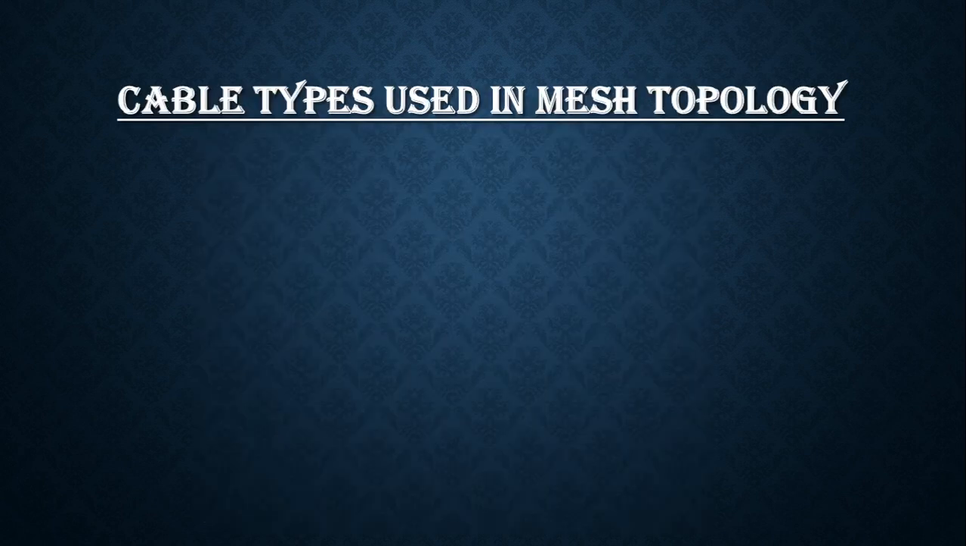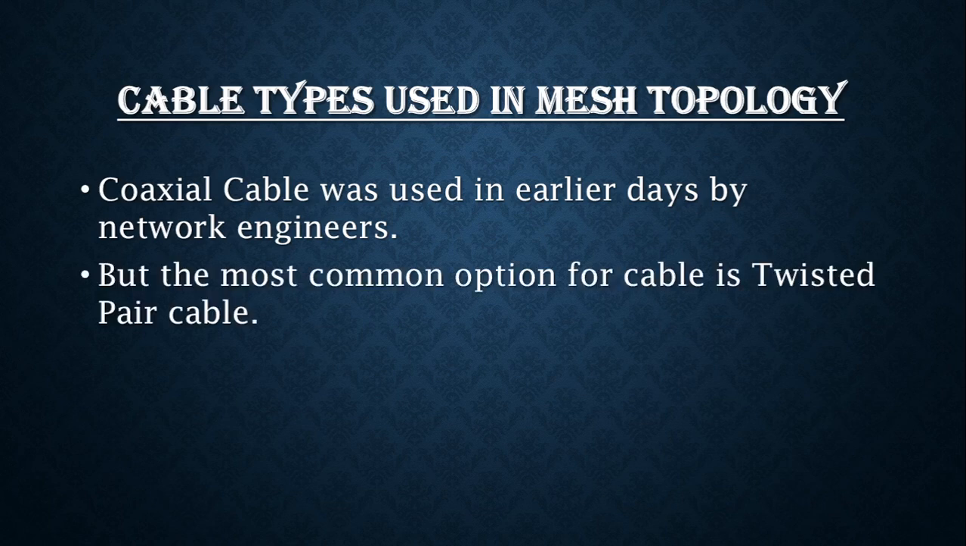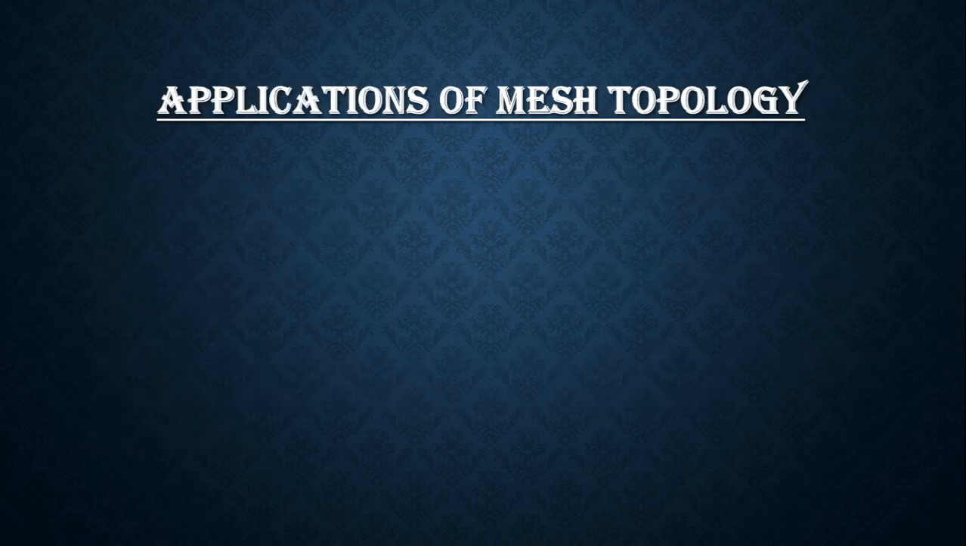Then which type of cables are used in mesh topology? Coaxial cable was used in earlier days by network engineers, but the most common option for a cable is twisted pair cable. Additionally, you can use fiber optic cable if you want to establish a high speed computer network. So this means all three cable types, that is coaxial cable, twisted pair cable and fiber optic cable, can be used in the establishment of a mesh topology.